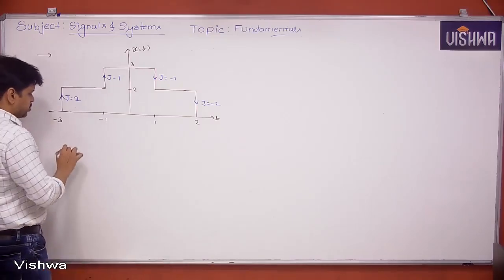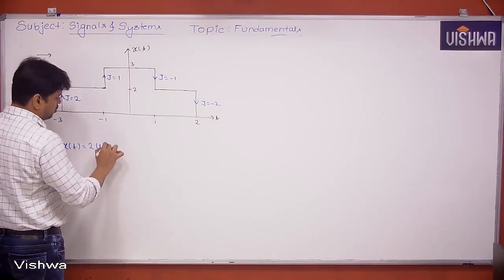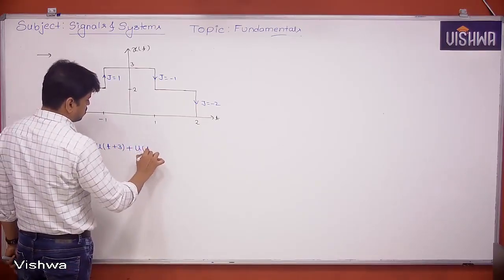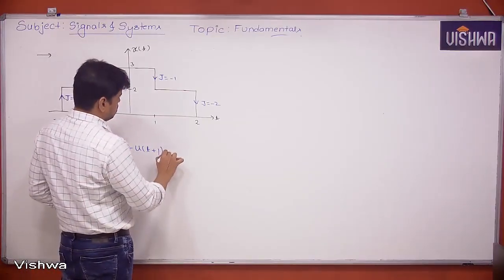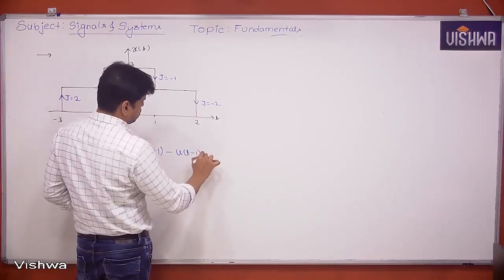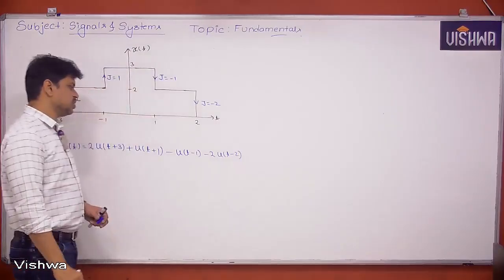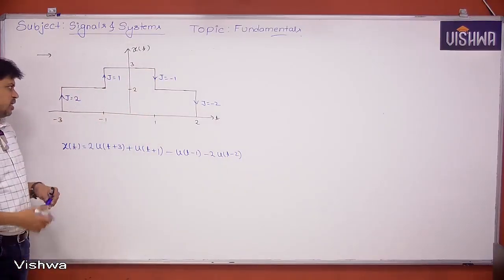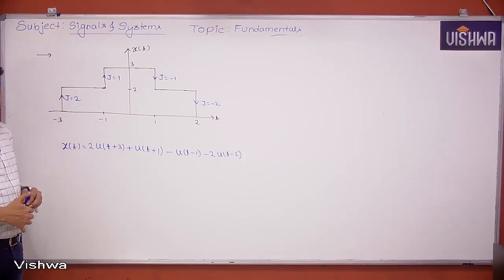So if I write the expression, x of t is equal to 2 u of t plus 3 plus u of t plus 1 minus u of t minus 1 minus 2 u of t minus 2. So that's what the expression for x of t. I hope you understood. So at these points we are having the step function and the coefficients are given by the amount of jump. Okay, take it.